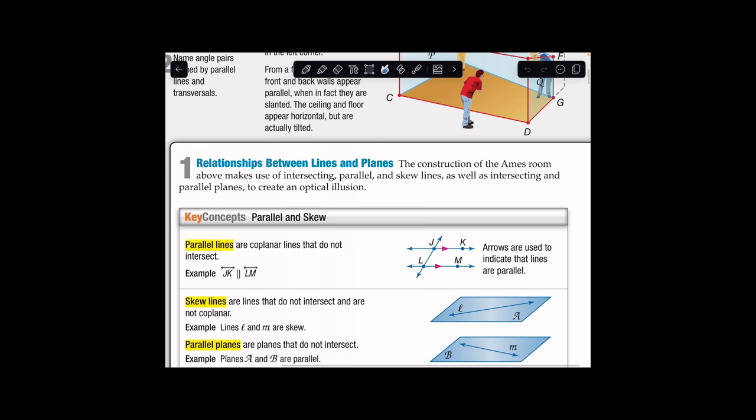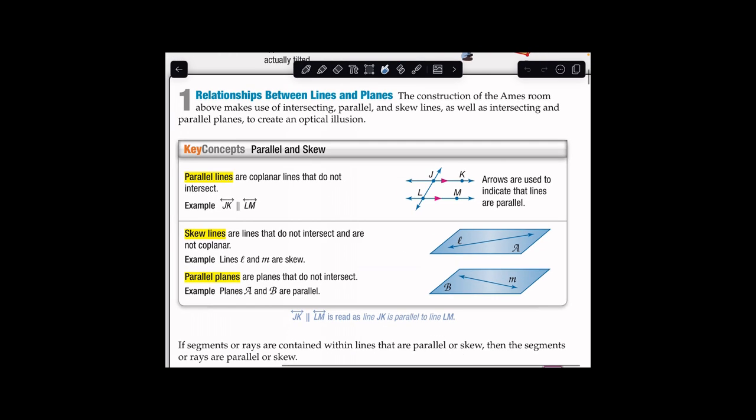The construction of the Ames room above makes use of intersecting, parallel, and skew lines, as well as intersecting and parallel planes to create an optical illusion. Let's define some terms. Parallel lines are coplanar lines that do not intersect. For example, line JK and line LM are parallel here. We use arrows on the diagram to indicate the lines are parallel.